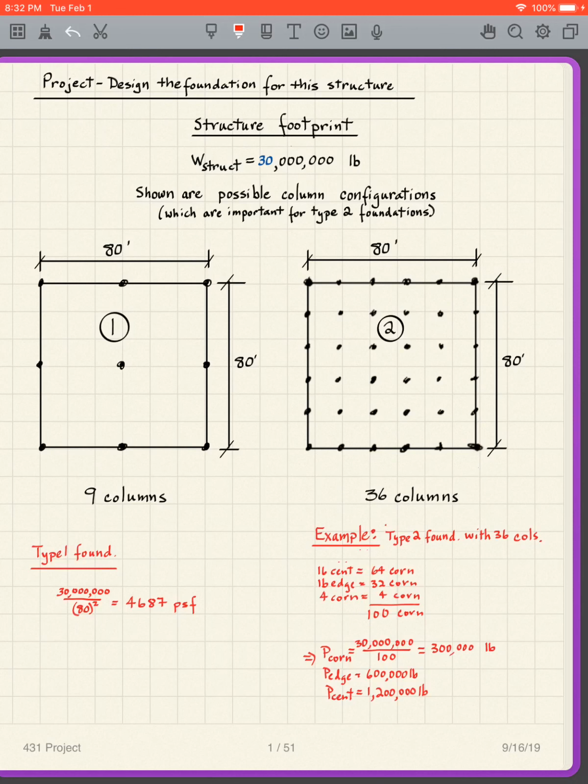means that the load on a corner column is going to be what? Is going to be the 30 million divided by 100. And that means a corner column has 300,000 pounds on it, whereas an edge column has twice that, 600,000 pounds, and a center column has 4 times that, which is 1.2 million pounds. So you can do something similar for this particular situation. I'll let you do that on your own. But these are the loads associated with the 36 column building.